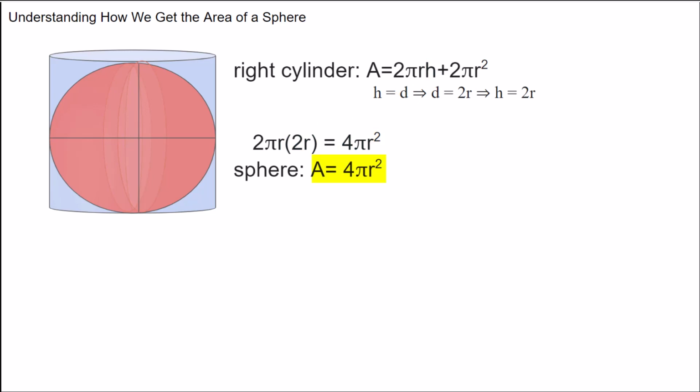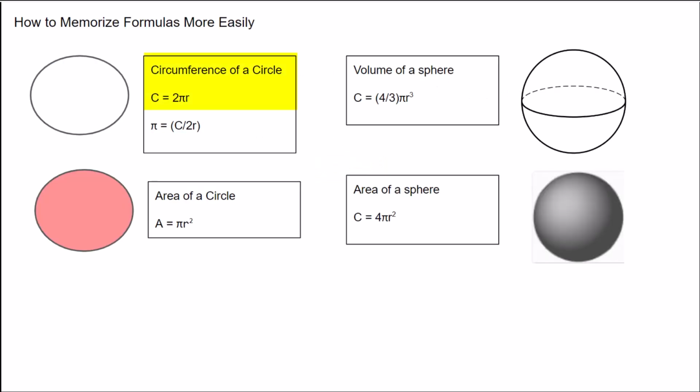Let's talk a little bit about how to keep some of these formulas straight. So we talked about the formula for finding the circumference of a circle, which we determined to be 2 pi r. And then we talked about finding the area of a circle, which is pi r squared. And just now we talked about how to find the area of a sphere, which we determined to be 4 pi r squared. The other important measurement of a sphere is the volume, and the formula for that is 4/3 pi r cubed.